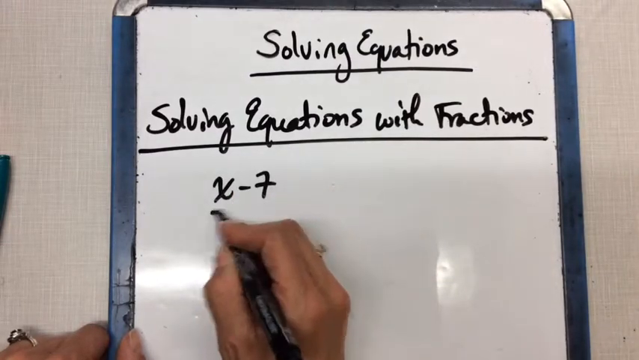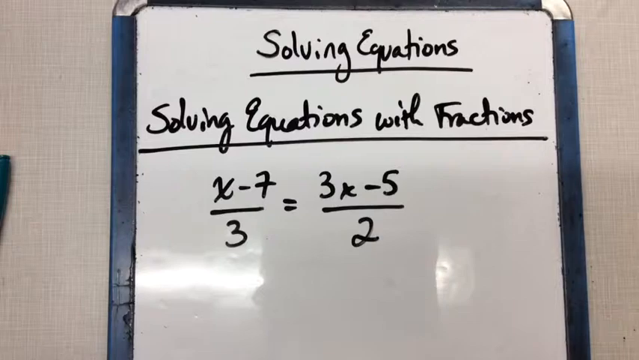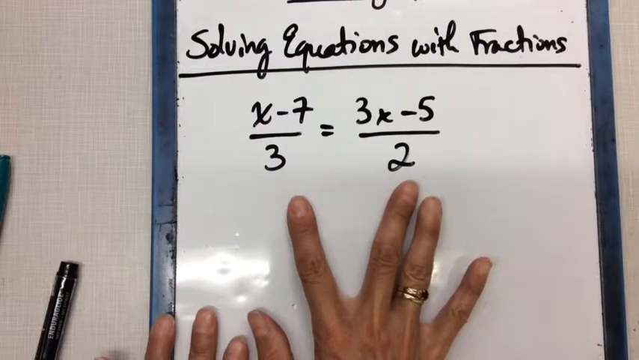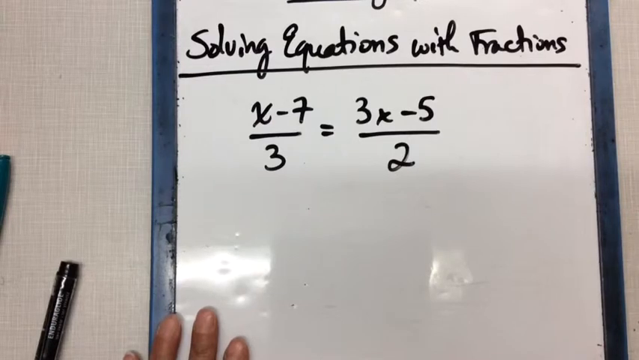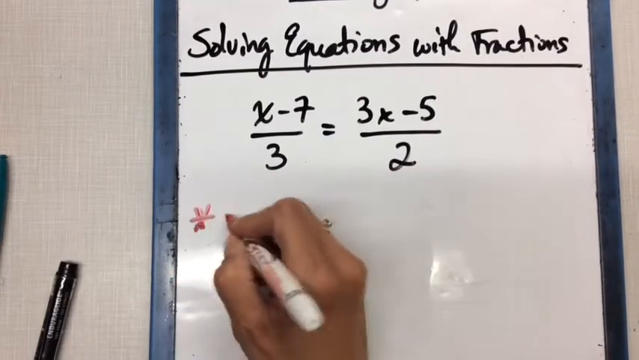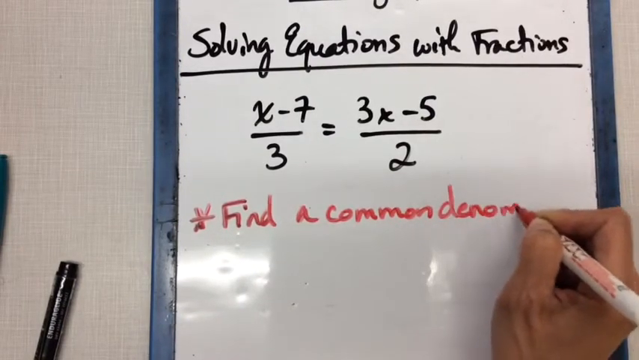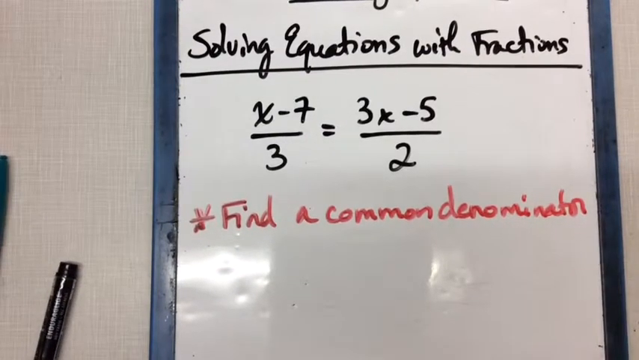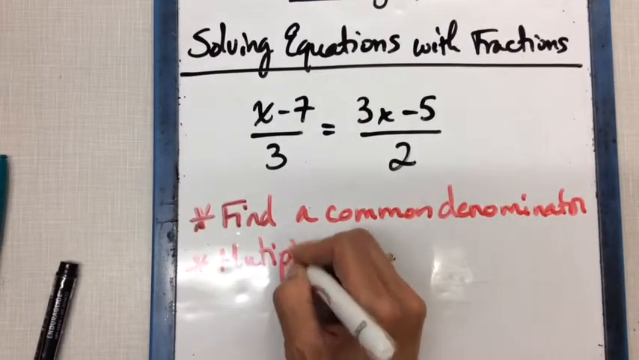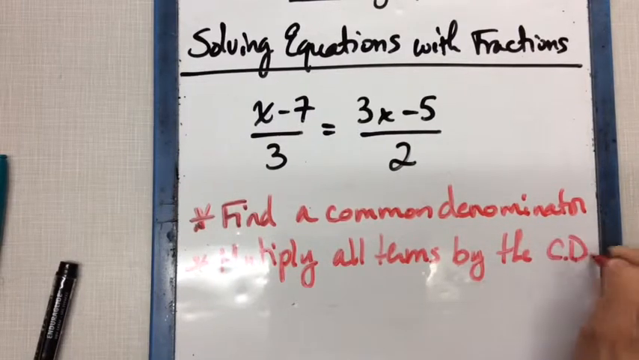This is x minus 7 over 3 equals 3x minus 5 over 2. Okay. So we can do this two ways. We can eliminate these fractions because fractions are difficult to work with. So what we can do is find a common denominator. And once you've found a common denominator, you're going to multiply all terms by the common denominator.